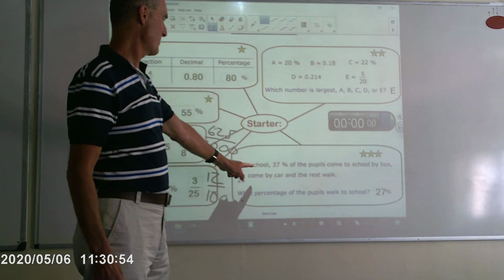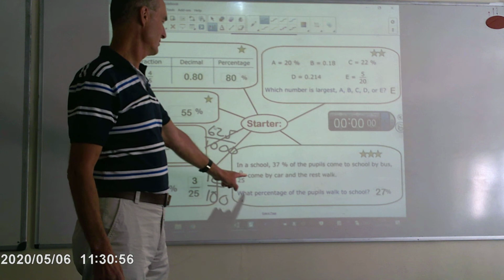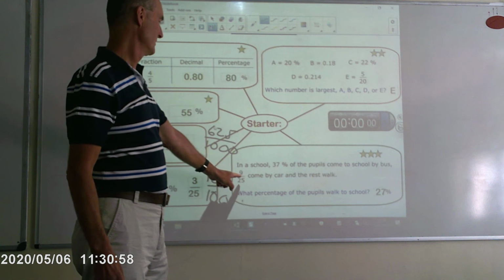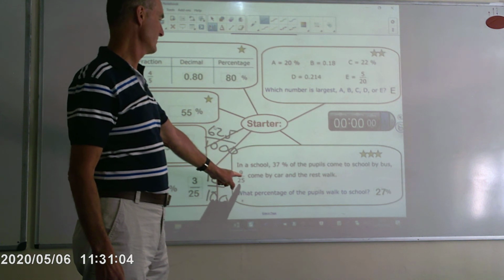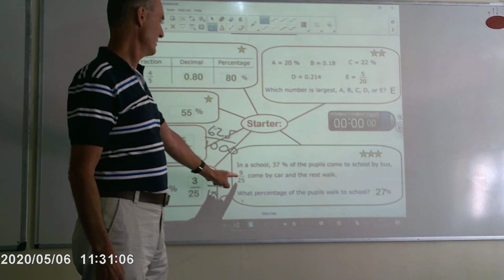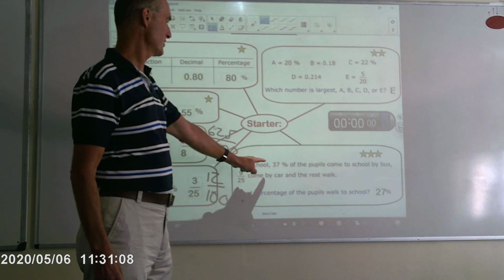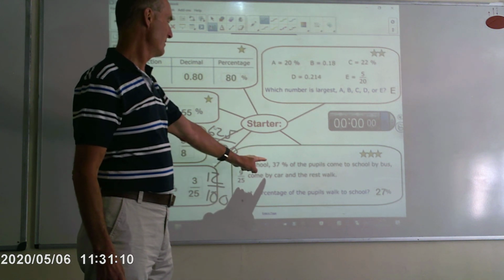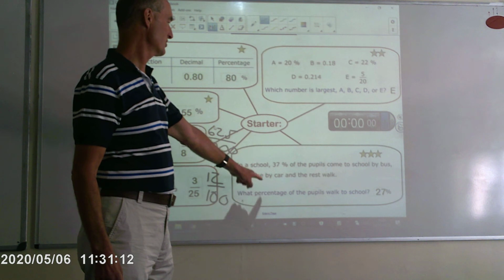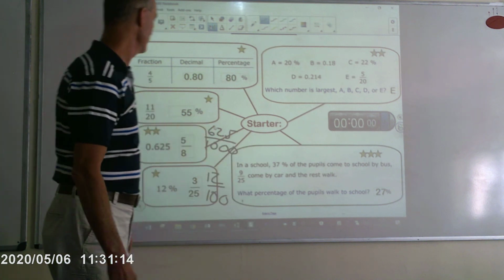37% go by bus, 9/25. So what's that as a percentage? It's going to be 36%. So 36% come by car, 37% by bus, so 27% of pupils are walking.